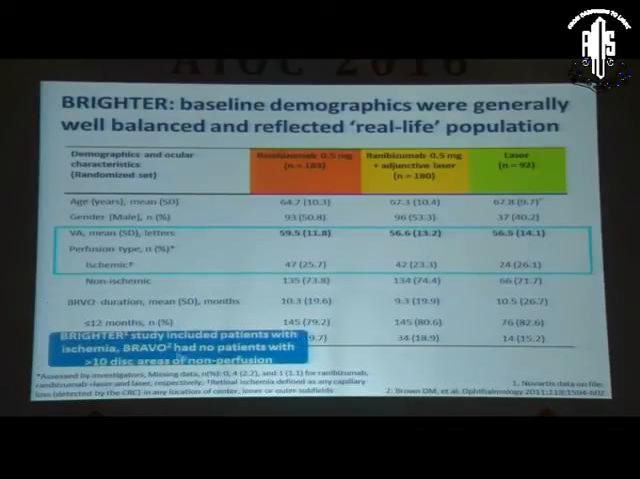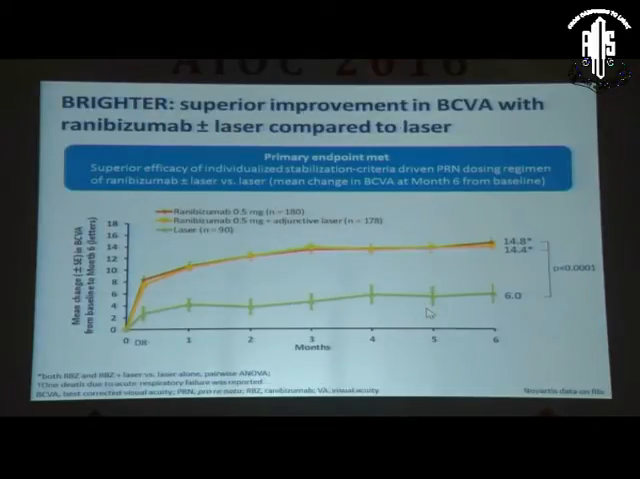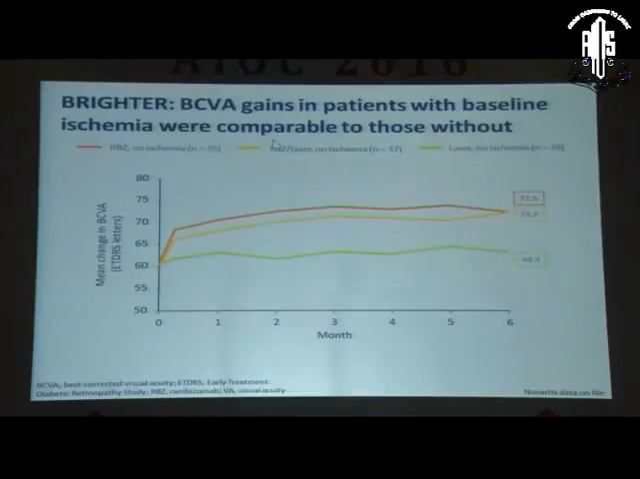The only thing to be noted is that the Brighter study included patients with ischemia, whereas Bravo, which was done in 84, did not include such patients. Plus, in terms of duration of disease, 20% of patients had disease duration of more than 12 months compared to 1.7% in Bravo. What can be noticed is that in the Brighter study there was superior improvement in BCVA with ranibizumab. These two lines are of ranibizumab, this is of laser. So there is superior improvement in visual acuity whenever Lucentis has been used.